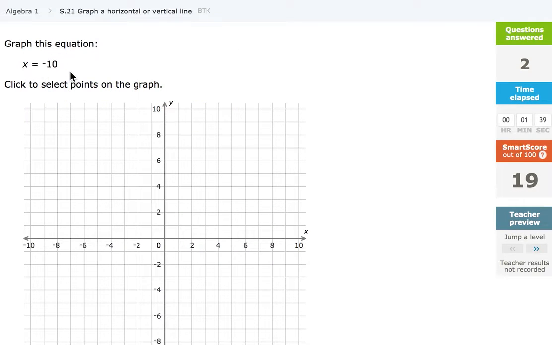X equals -10. Let's look for -10 on the x-axis. We click and again move either up or down. It really doesn't matter, and you can move as many points as you want. You will still end up with the same vertical line crossing the x-axis at -10.